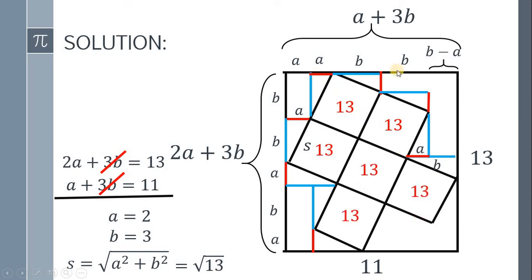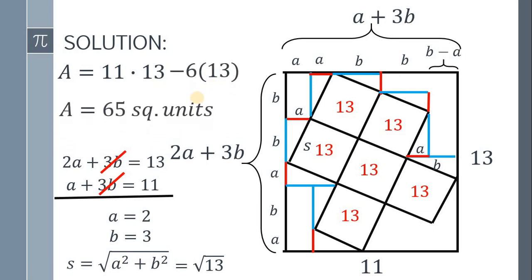Now, to find the area of the rectangle not covered by these 6 squares, we need the area of the whole rectangle minus the area of these 6 small squares. So we have the area of the rectangle, we have 11 times 13 minus 6 times 13 or simply 65 square units. And we're done.